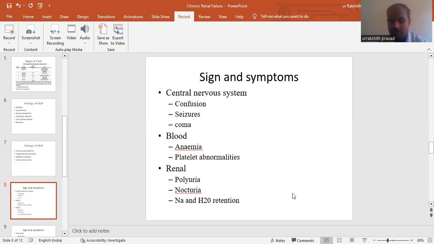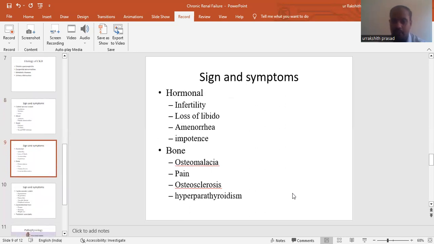And if it comes to the renal-specific symptoms, they'll have frequent urination, which we call polyuria. Then there is nocturia: at night time, the patient may feel the need to urinate. Also sodium and water keep on being retained in the body, so the patient may develop fluid accumulation in any part of the body, especially the face, and the upper and lower limbs.